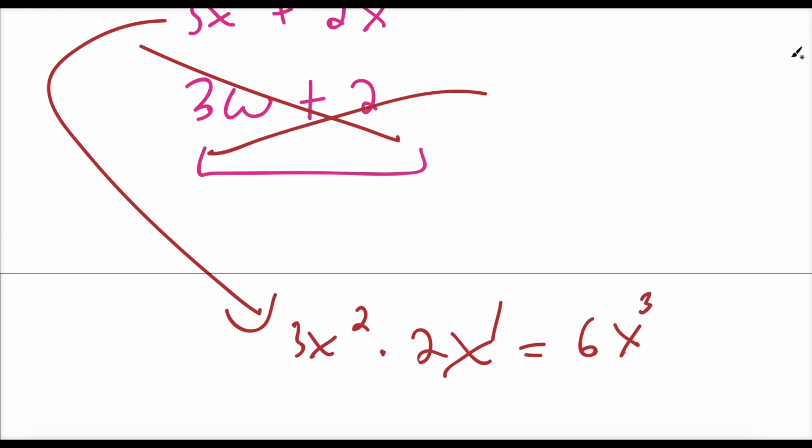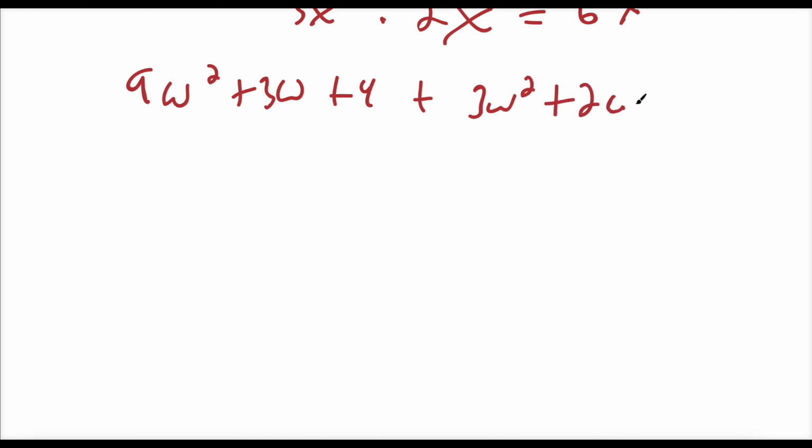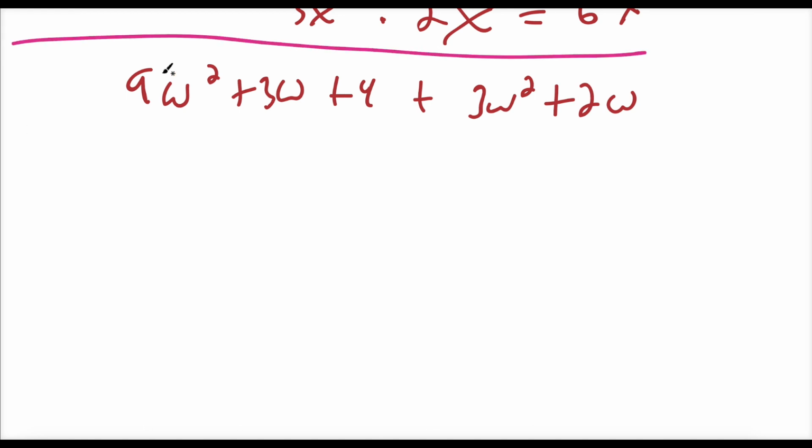Okay, so for this lesson here, even though I rewrote it, 9w squared plus 3w plus 4 minus 3w squared plus 2w, I'm writing it differently a little bit. I'm making it a little easier first.